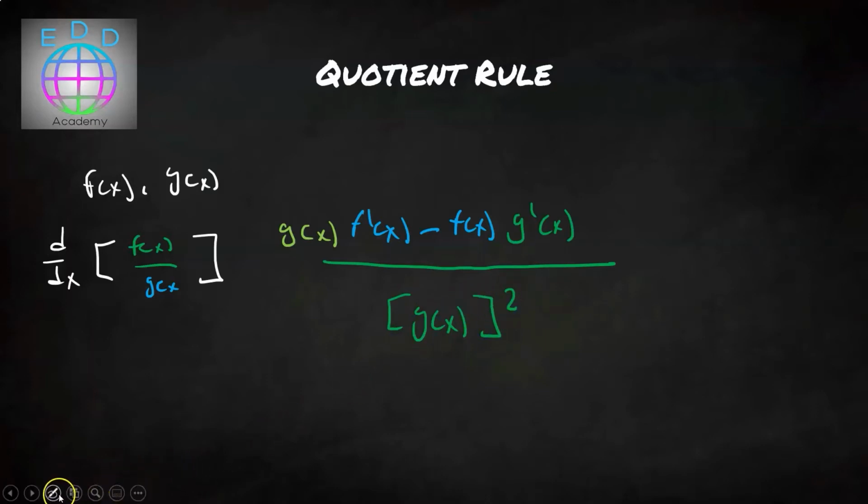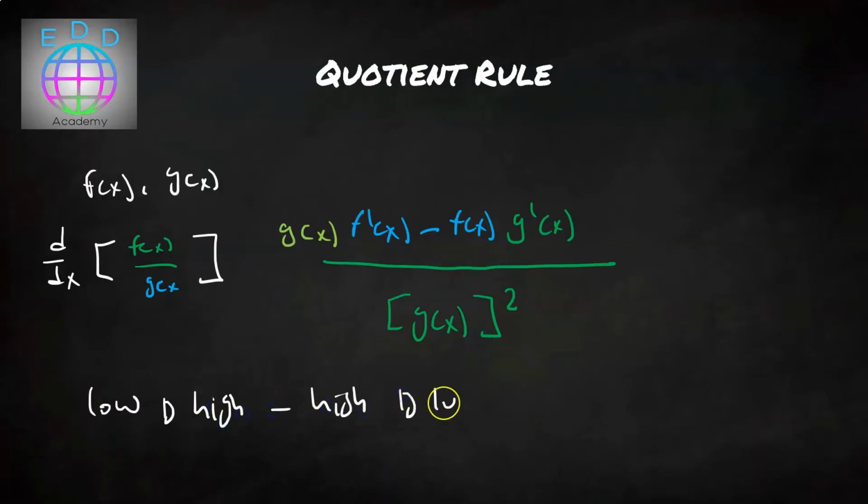Often this is pretty confusable, and I mean, look at it. There are so many terms and it's all over the place. So how it's taught in math classes, how people remember it, is low d high minus high d low, all over low squared. Basically, the bottom term times the derivative of the top term minus the top term times the derivative of the low term, all over the low term squared.